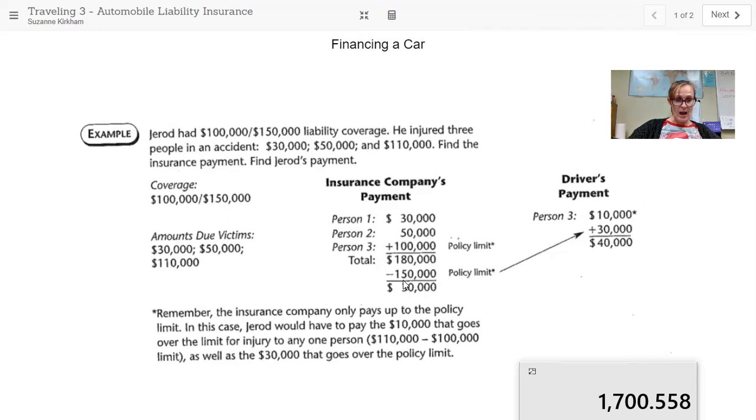So we have to subtract 150,000 from the 180 to see what is left over, what the driver is liable for. So we've got that 10,000 left over from the person who had $110,000 in injury fees. And then we've got the $30,000 left over. So we add those two together. The driver will have to pay 10 plus 30, which is $40,000 for injury fees.